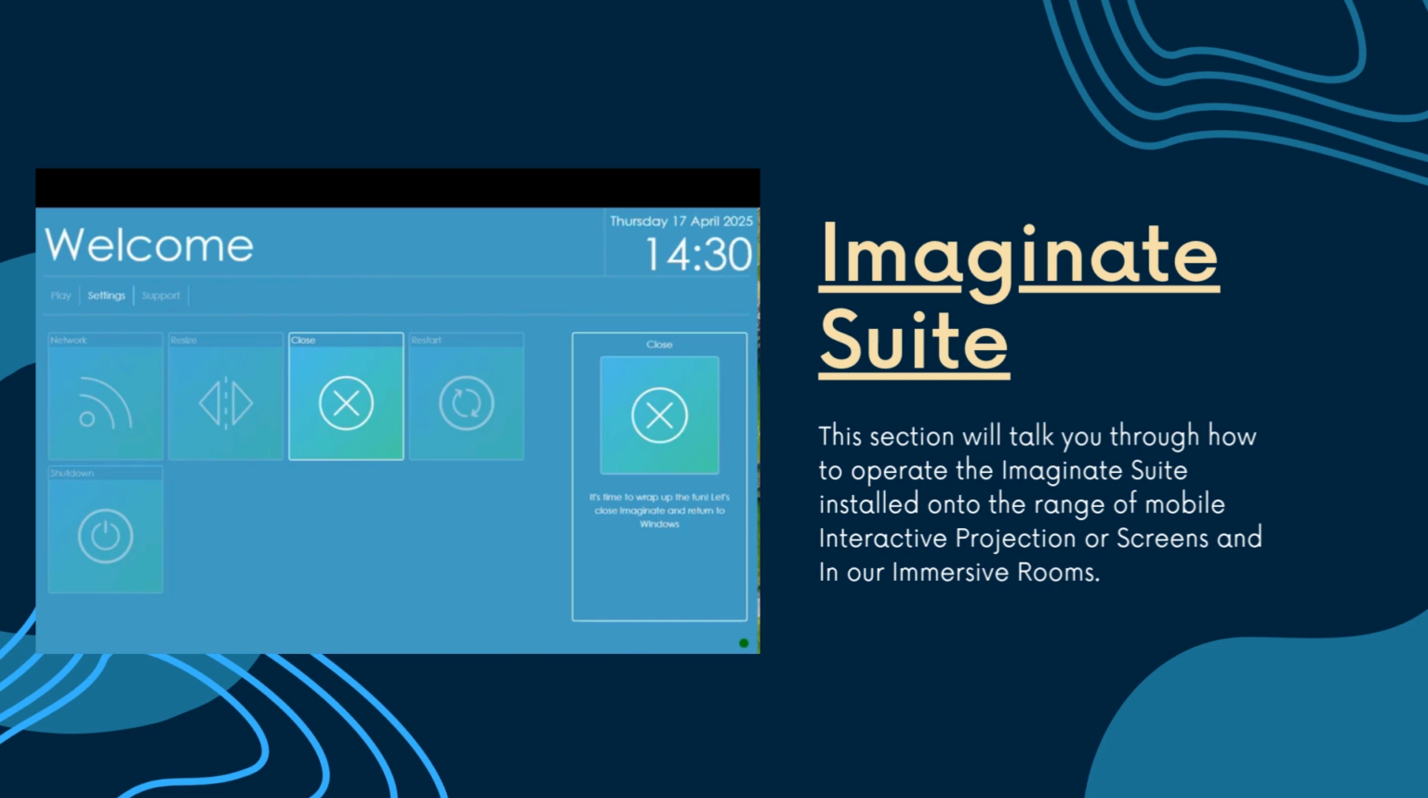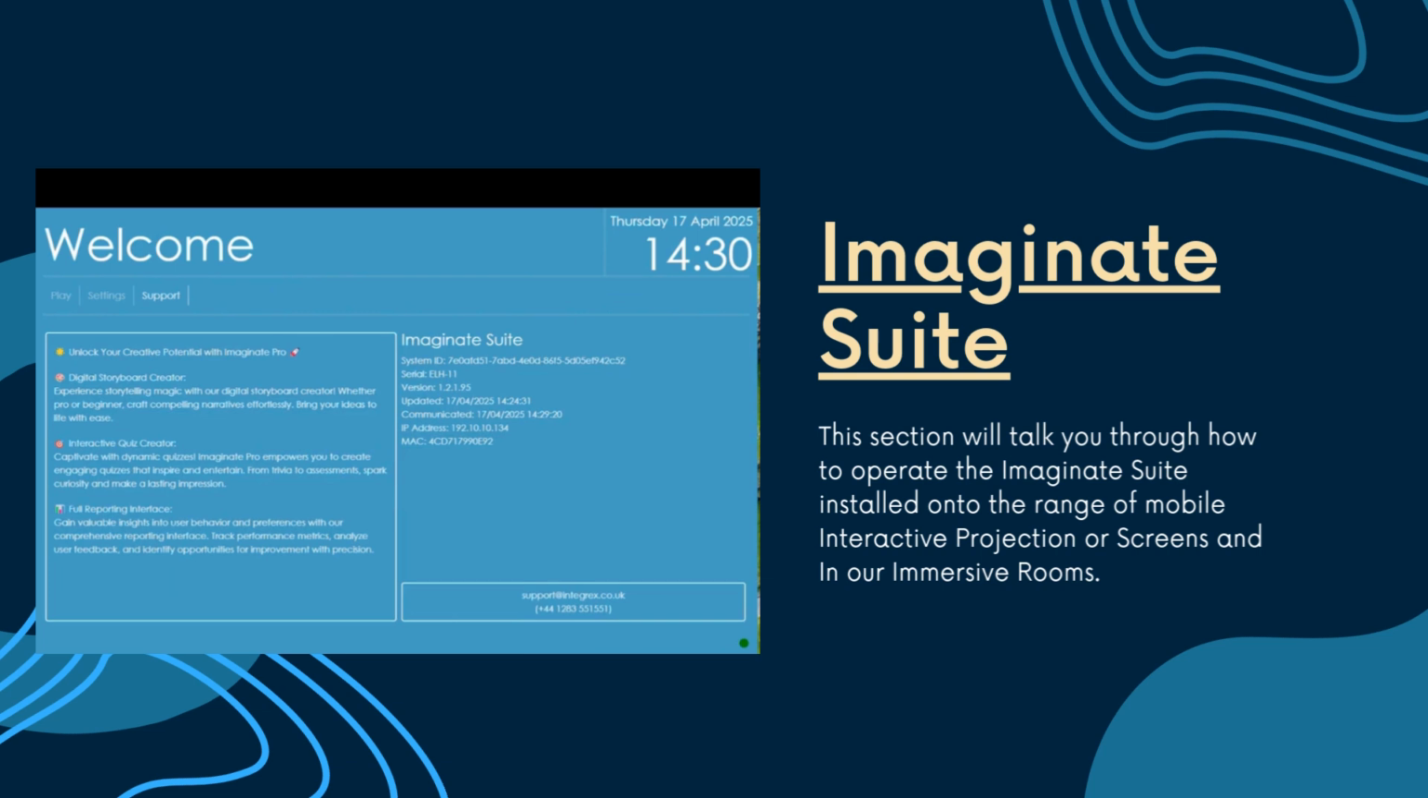If you're on a support call and need to exit the software to access the desktop, select Close. This will shut the software down only. Restart will reboot both the software and your machine. Shutdown powers everything off completely, just like pressing and holding the red button on your black remote. If you're in an immersive room, remember to power off the projectors separately using the projector remotes.